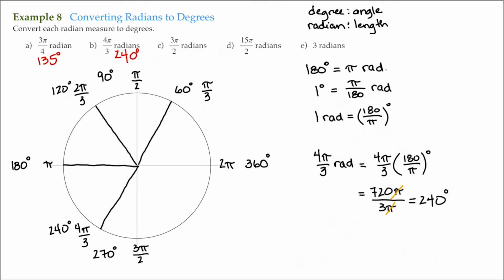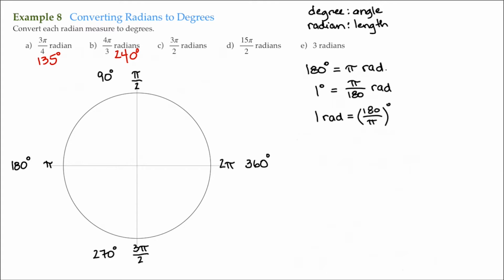Let's try C. We can see 3 pi over 2 right down here. That's 270 degrees. We won't do it algebraically, but if you go ahead and do it algebraically, you'll come up with 270 degrees. So 3 pi over 2 radians, that's 270 degrees. So we'll try letter D, 15 pi over 2 radians. I know that pi over 2, that's 90 degrees.